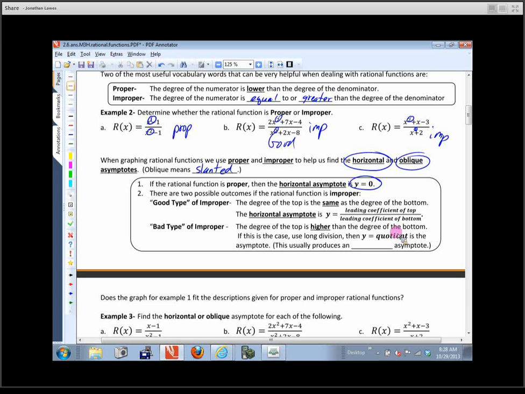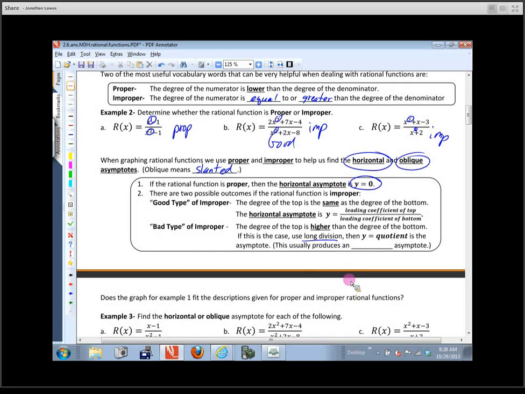Okay? Now, if it's the bad type of improper, and here's why it's the bad type. These both are relatively simple to deal with. If it's the bad type of improper, that means that the degree of the numerator is higher than the degree of the denominator. Okay? In this case, if you want to find what the asymptote is, you've got to do long division. And the answer is y equals the quotient.